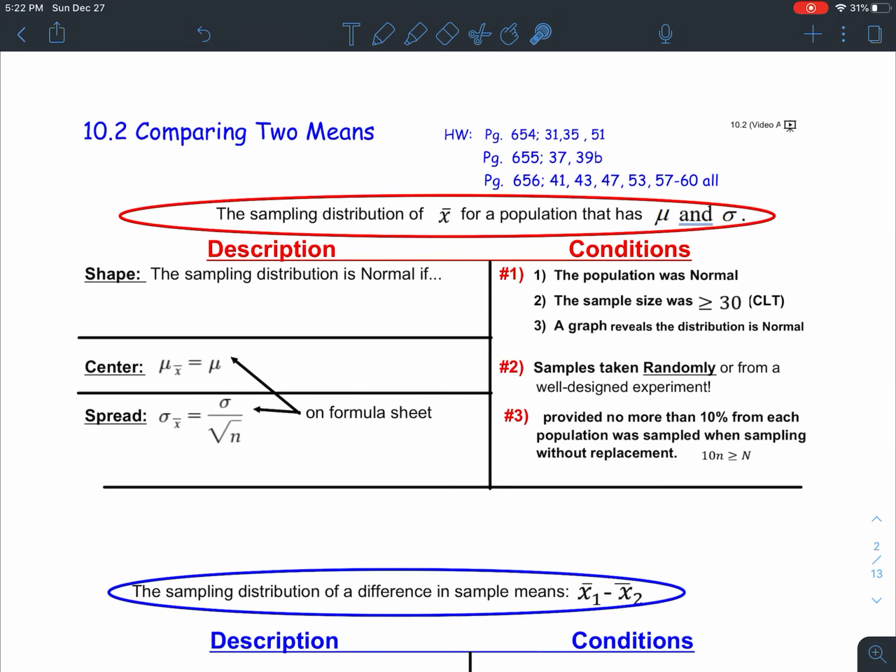The center should be right in line with what the true mu value is, and the spread is this formula here on the formula sheet, provided we've done the 10% condition. Okay, of course, the other condition that needs to be mentioned is just that either the sample was taken randomly, or if it's an experiment, that the treatments were assigned randomly.